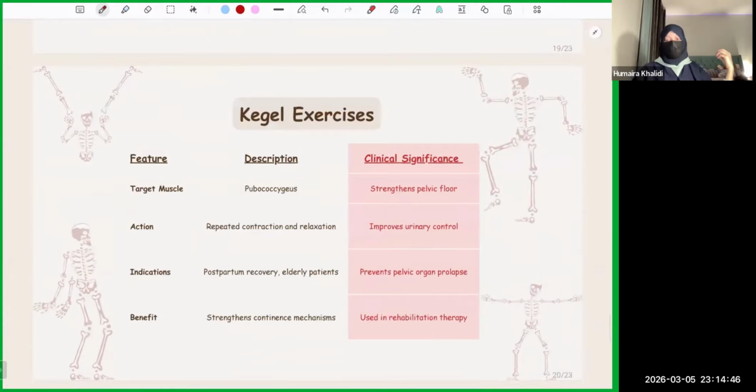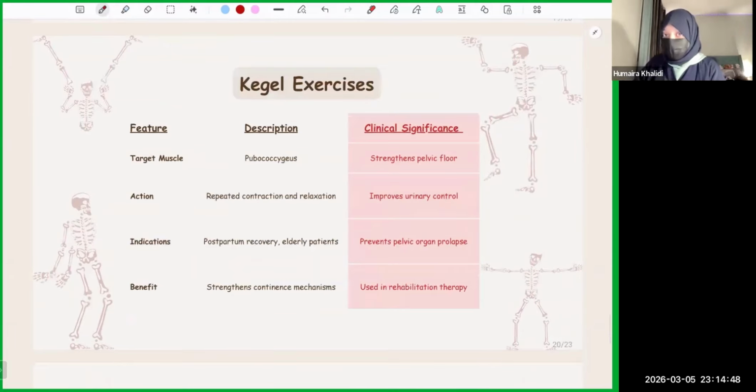You have also something called Kegel exercises, which is again what we hadn't taken in the past. So it's going to be in the future, which means you guys are a very lucky batch.